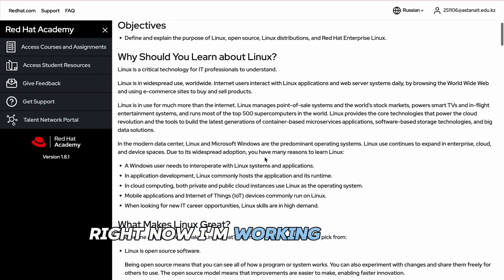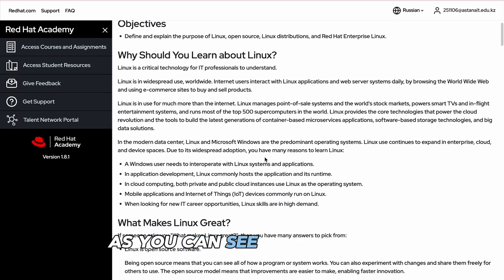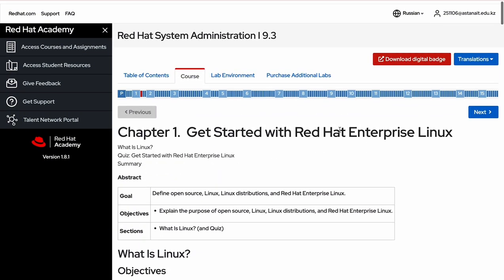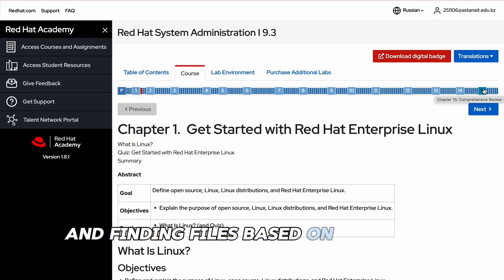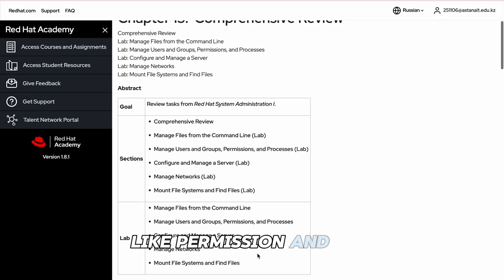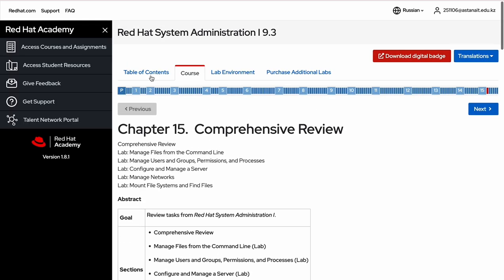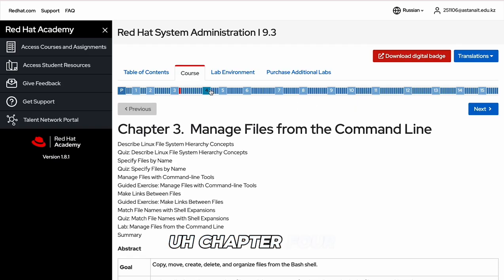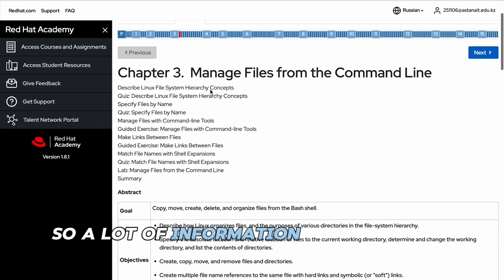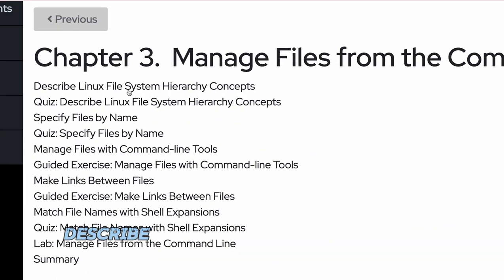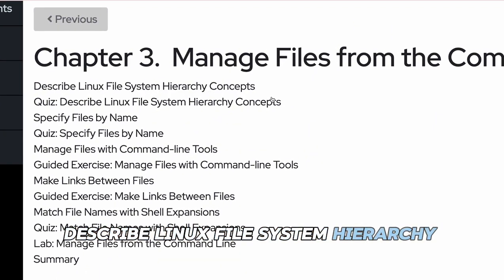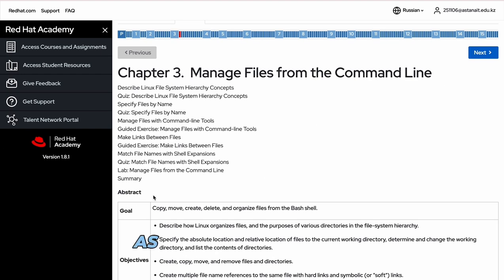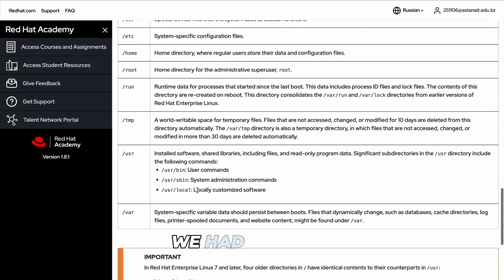Right now, I'm working through chapter 15. As you can see on my screen, the specific lab focuses on mounting file systems and finding files based on different criteria like permission and size. So chapter 1, chapter 2, chapter 4, and there is a lot of information about how to do this with Linux, describing Linux file system hierarchy concepts, and, as in our previous course, we had the quiz.